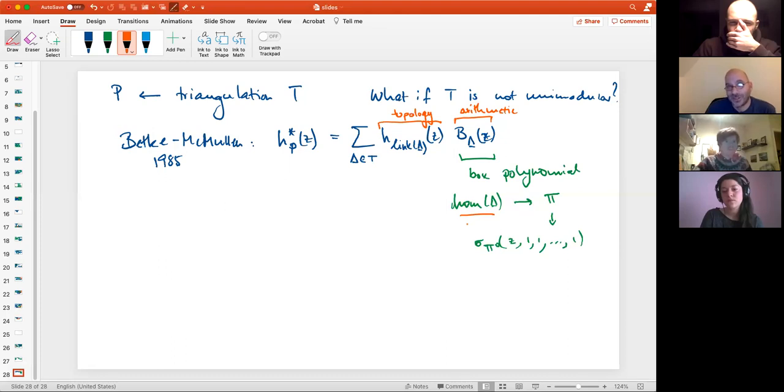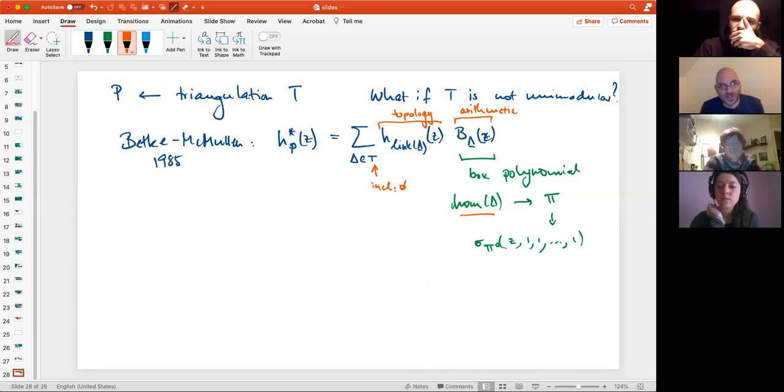So that means everything is gone, except over the triangle. So in here, I have to include the empty face. The box polynomial of the empty face in the triangulation by definition is 1. And the topologists in the room know the link of the empty face is just everything. And so you get the h polynomial of the whole triangulation. So this generalizes what you saw two pages ago.